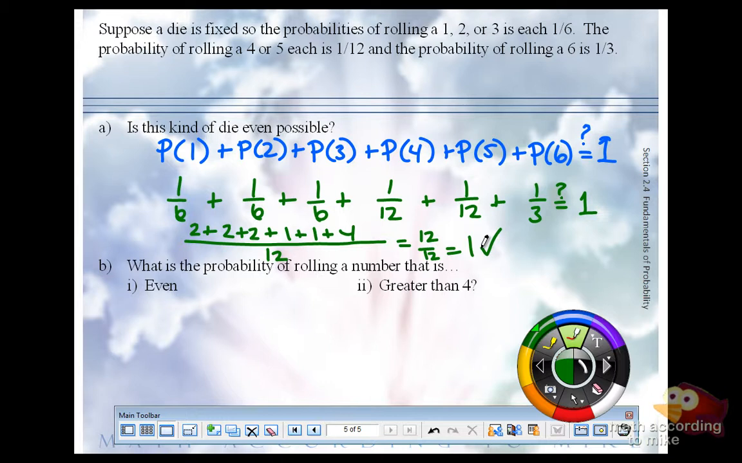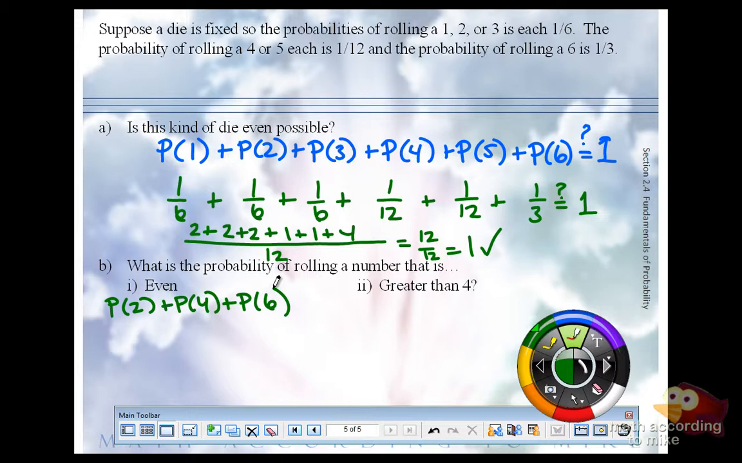All right. Part B, what is the probability of rolling a number that is even? Well, what are the outcomes associated with even? 2, 4, 6. So probability of even means the probability of rolling a 2 or a 4 or a 6.